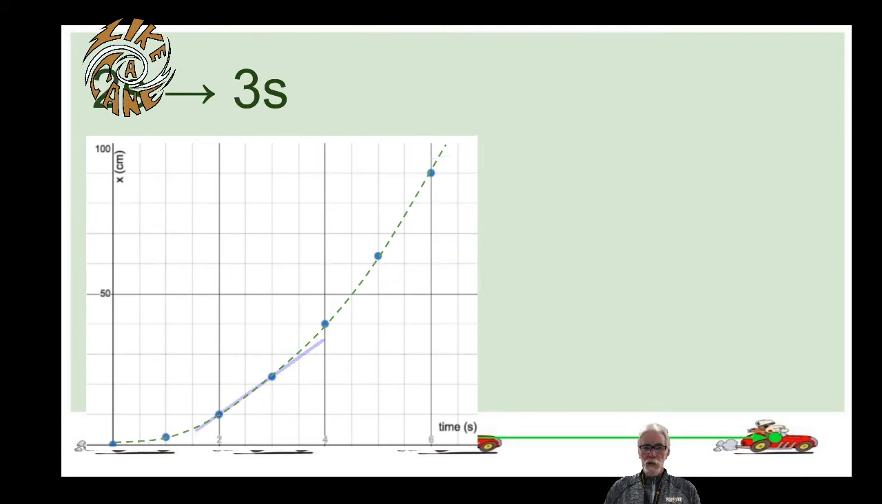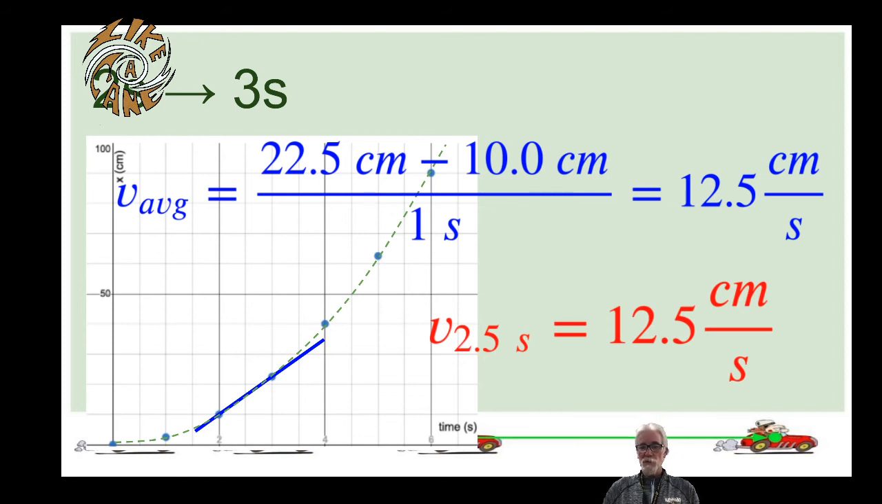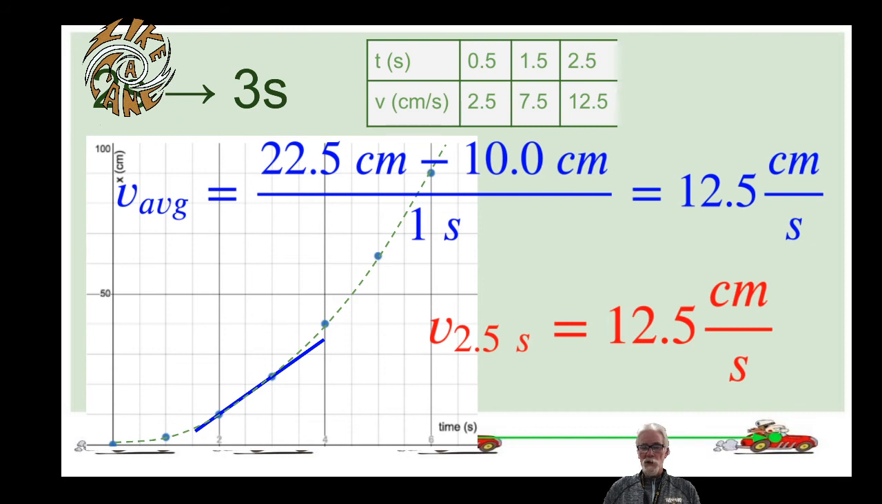Now let's look at 2 seconds to 3 seconds. The average velocity over this time interval is 12.5 centimeters per second. And because that's the instantaneous velocity halfway between 2 and 3 seconds, at 2.5 seconds, the instantaneous velocity is 12.5 centimeters per second. So we'll add that to our chart. Now if you look at this, you might see a pattern developing that will allow you to predict what we're going to see in the next interval.